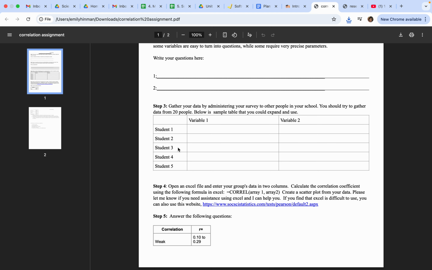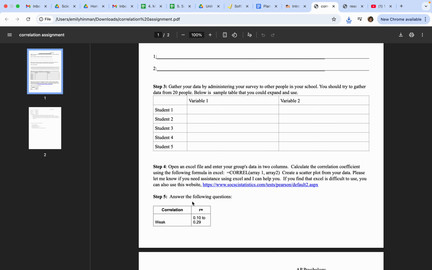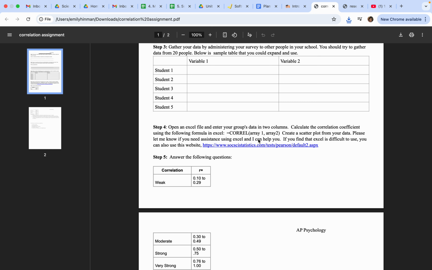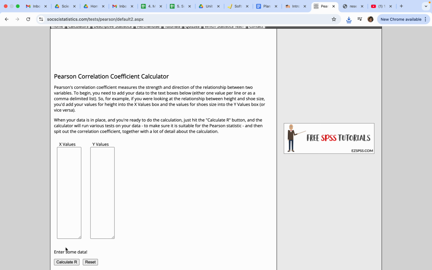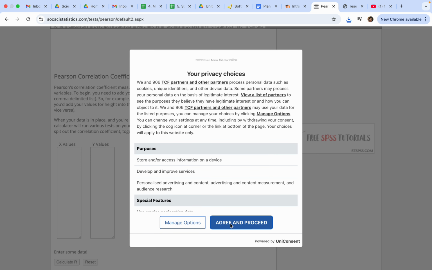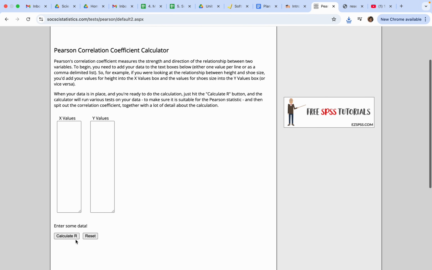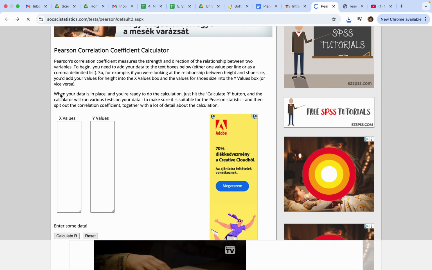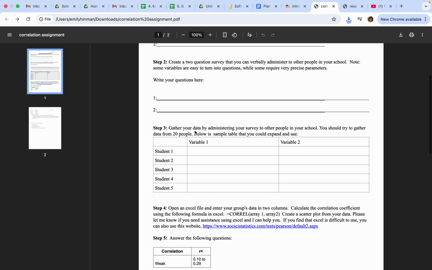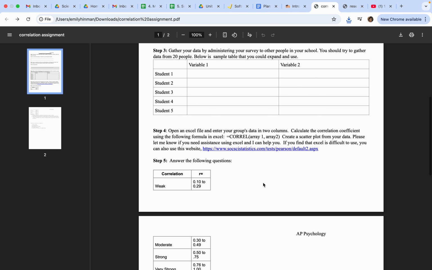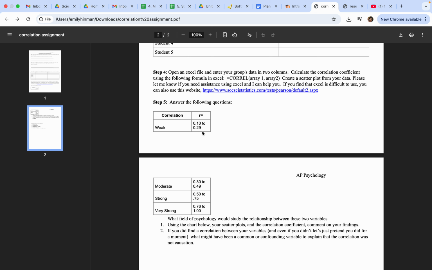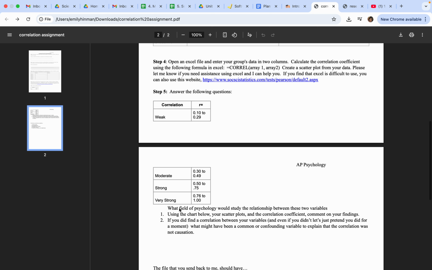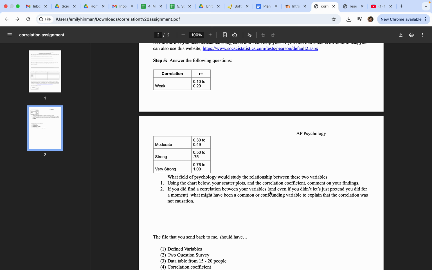All right. I find the directions for how to run this on Excel are here. I find that to be pretty difficult, but this website is very fast. You enter one variable here, one variable here, and calculate R, and it's going to make it very quick for you to run your correlation. All right, so I like that option better than using Excel. All right, then we have, depending on your value of R, you have a weak correlation, a moderate, a strong, a very strong. And then there's some questions here to answer.